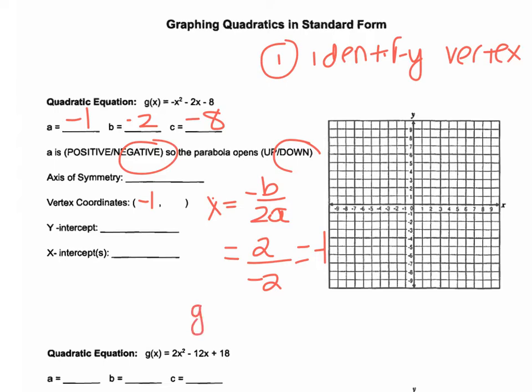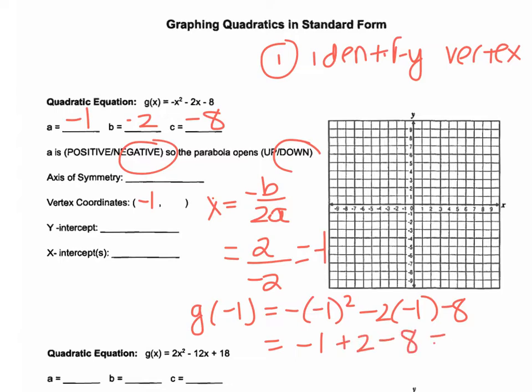So I'm going to do g of -1. I'm going to plug -1 in for x to get -(-1) squared minus 2 times -1 minus 8. If I do PEMDAS carefully, -1 squared happens first. So that's +1, which I make negative. -2 times -1 is +2, minus 8. And so that gives me -7. So the y coordinate of the vertex is -7. My axis of symmetry is going to be at x equals -1.